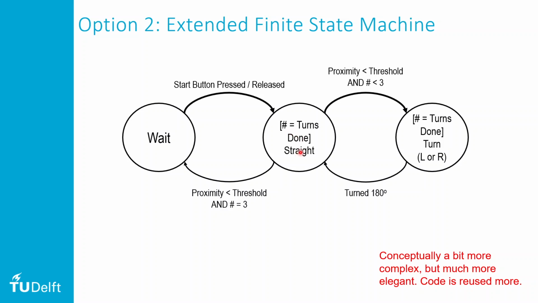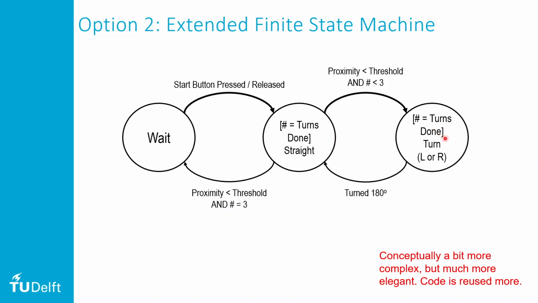So we drive straight. When we eventually see the wall close enough, then where we go depends on our turn counter. So if our counter is less than 3 and we have seen the wall, then we follow this branch, right? See, proximity is less than threshold and hash is less than 3. When it eventually hits 3 and proximity is less than threshold, we'll go somewhere else. So first time around, hash is 0, so we go there.